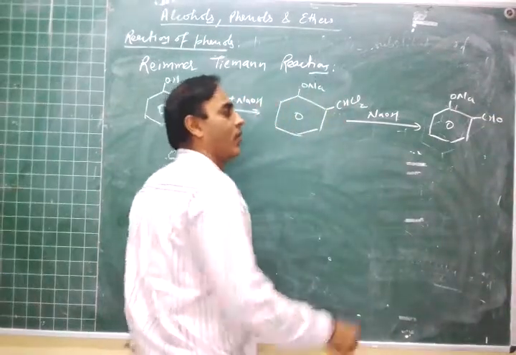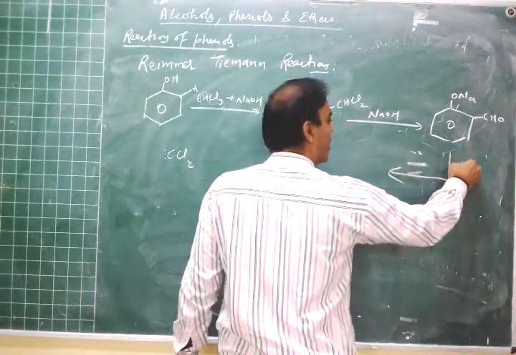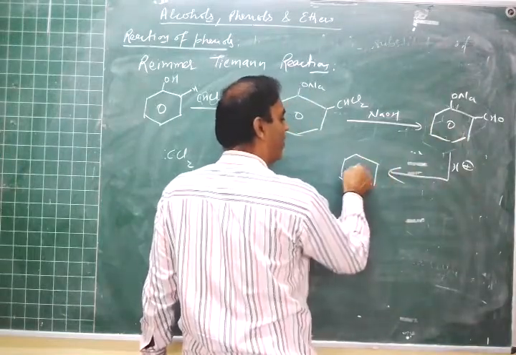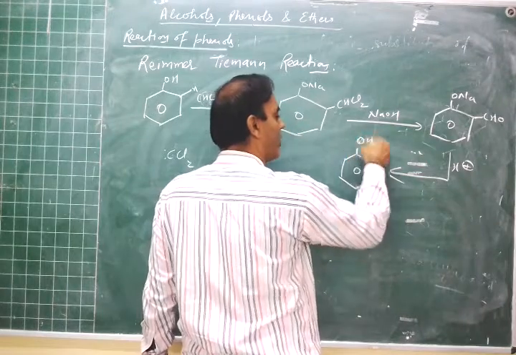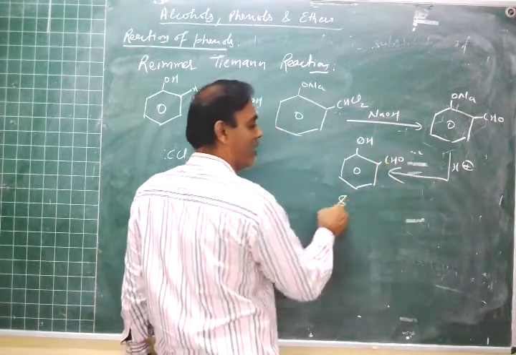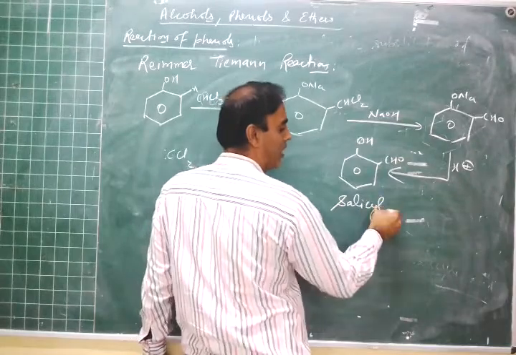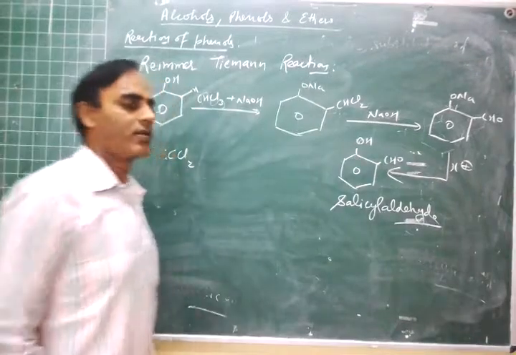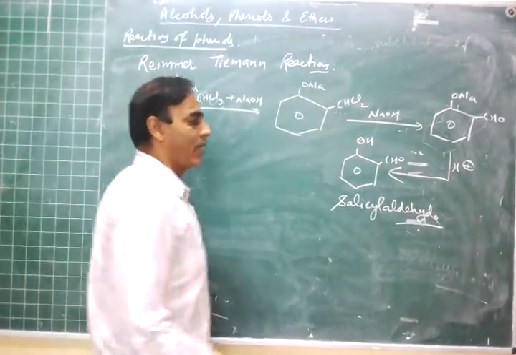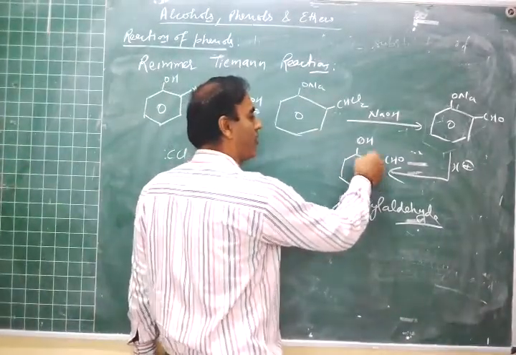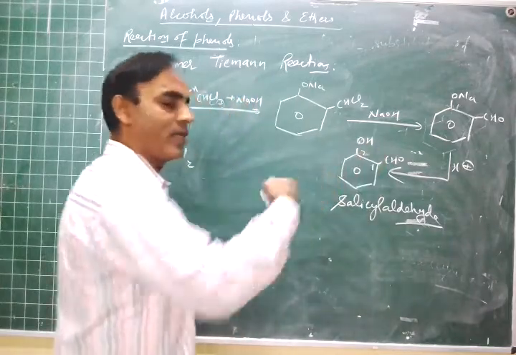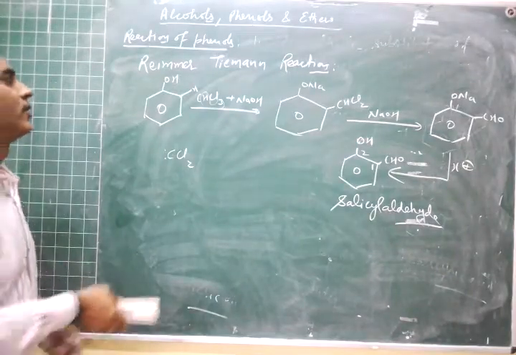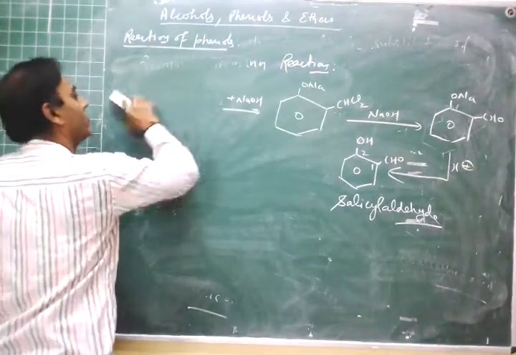Right? Now you can react it with H plus ion, and then it will replace the Na ion, and OH will be here. So this is known as salicylaldehyde. Its IUPAC name will be 2-hydroxybenzaldehyde. Now next is the reaction of phenol with zinc dust.